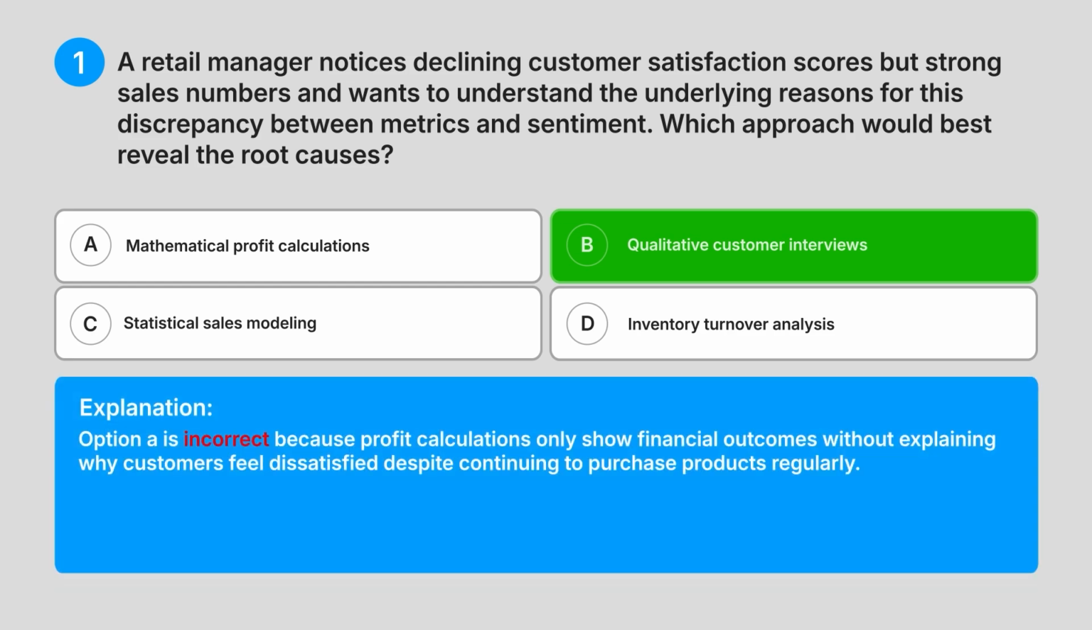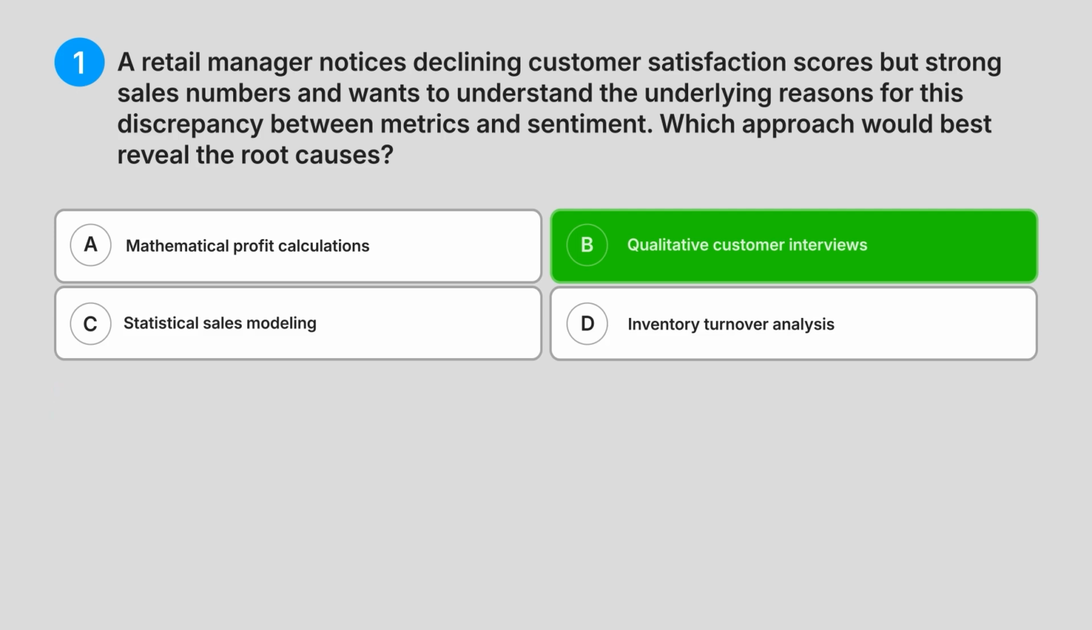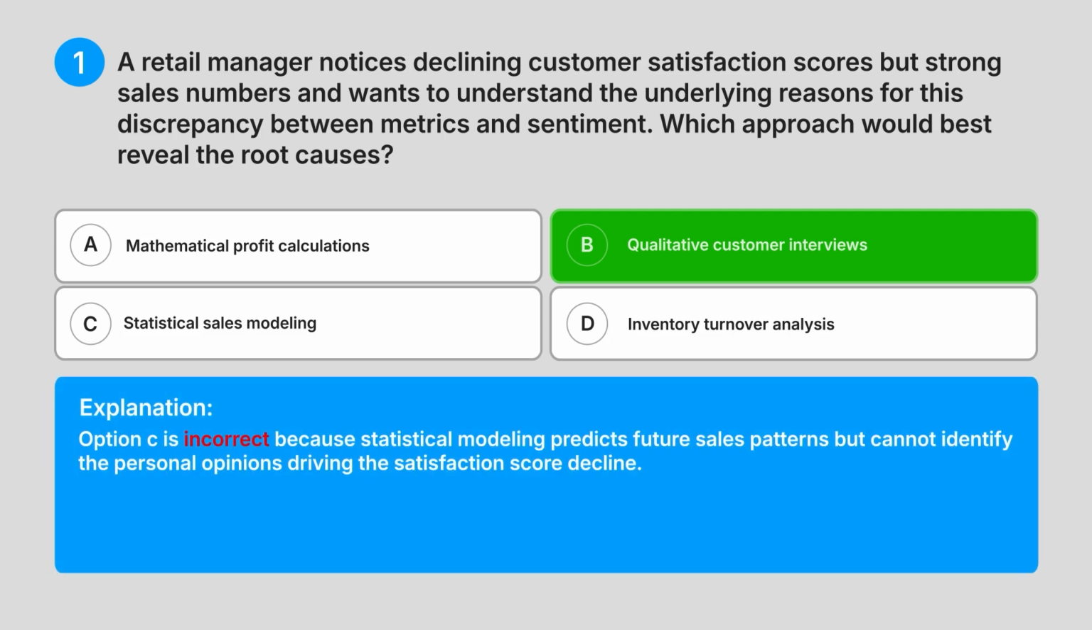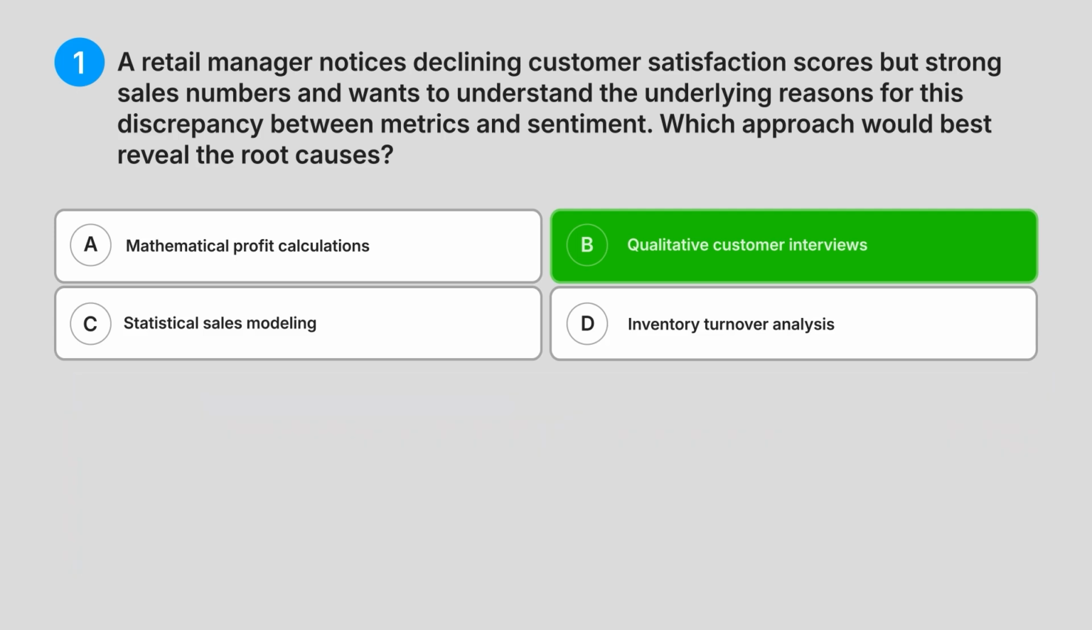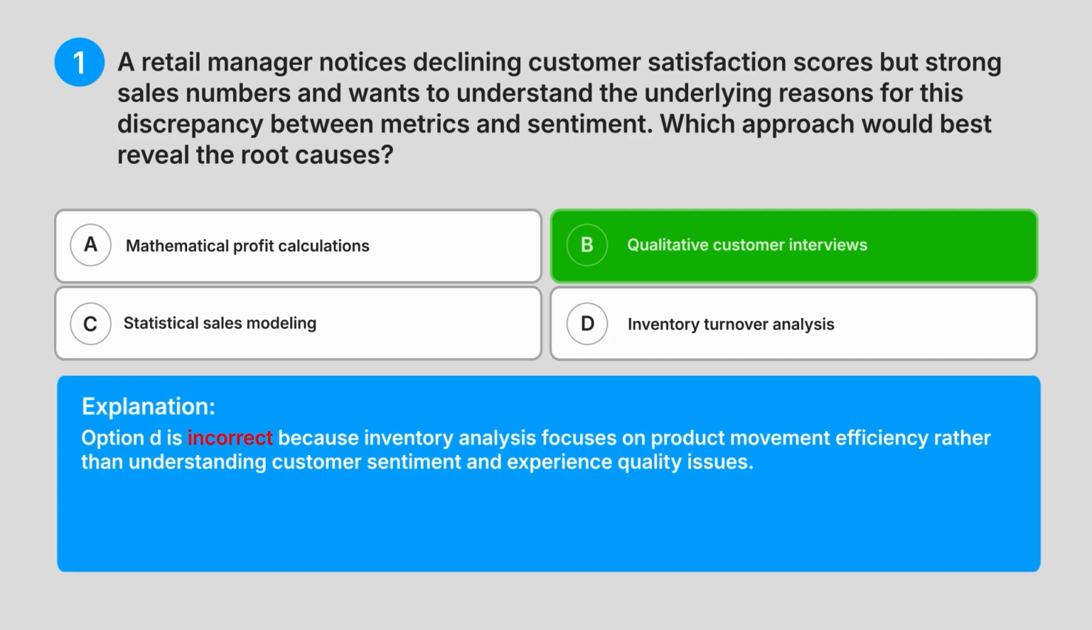Option A is incorrect because profit calculations only show financial outcomes without explaining why customers feel dissatisfied despite continuing to purchase products regularly. Option C is incorrect because statistical modelling predicts future sales patterns, but cannot identify the personal opinions driving the satisfaction score decline. Option D is incorrect because inventory analysis focuses on product movement efficiency rather than understanding customer sentiment and experience quality issues.